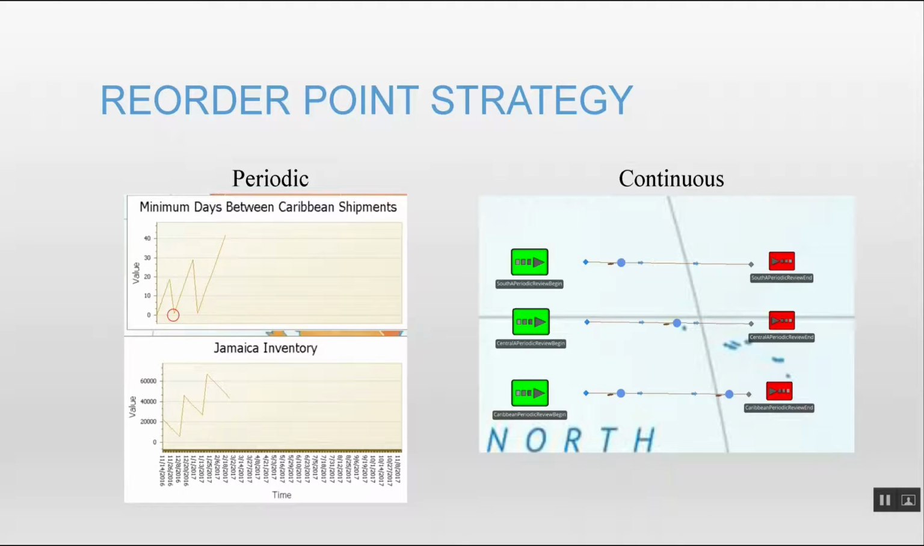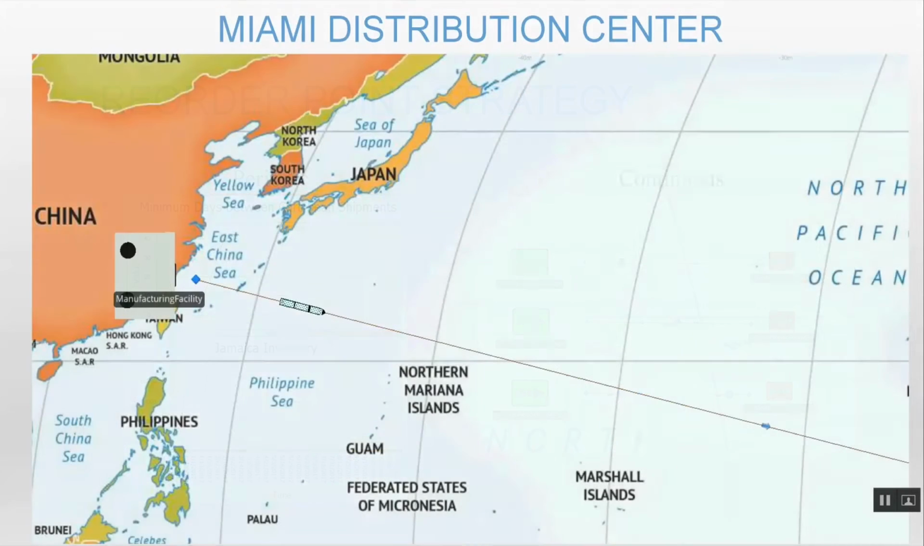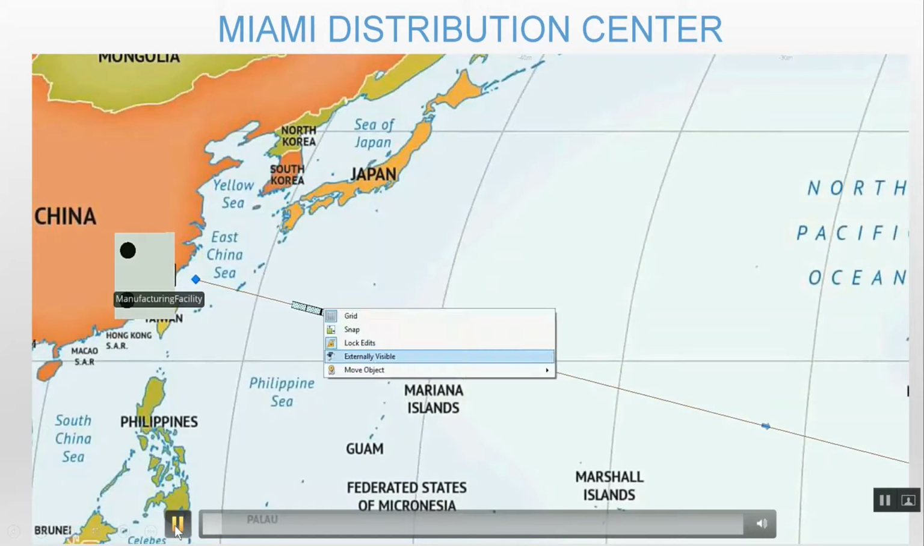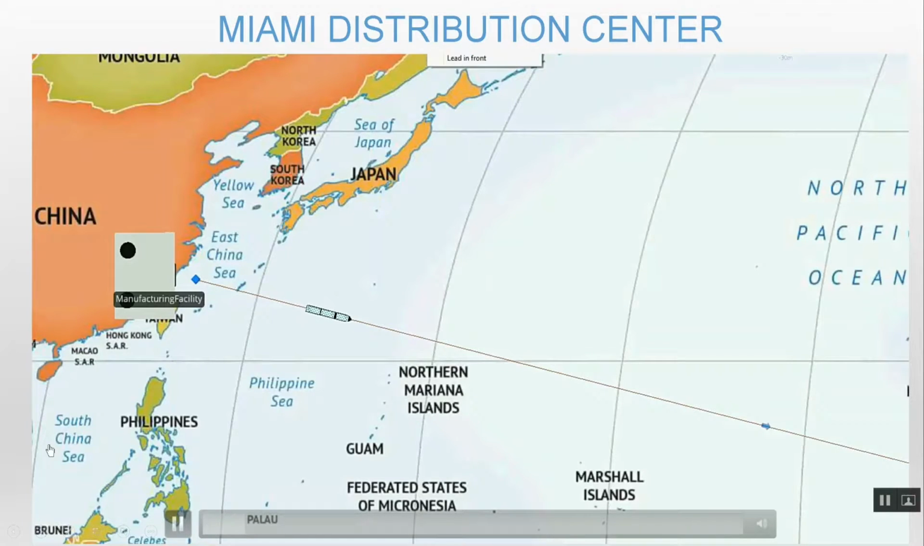Continuous strategy was implemented after the periodic strategy was complete. This strategy checks to see when the inventory is below the reorder point using process logic. When inventory drops below reorder point, a ship is sent. The next ship waits a minimum of 7 days, then checks every day after and fires a new ship right when the reorder point is violated. The next clip is of our Miami distribution center model.